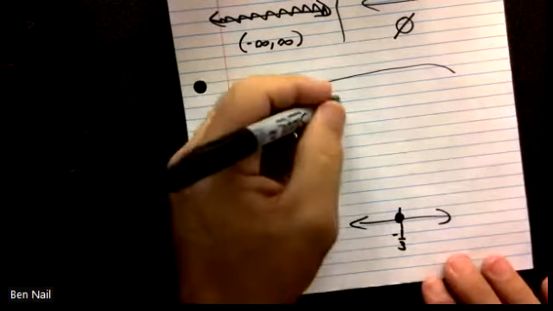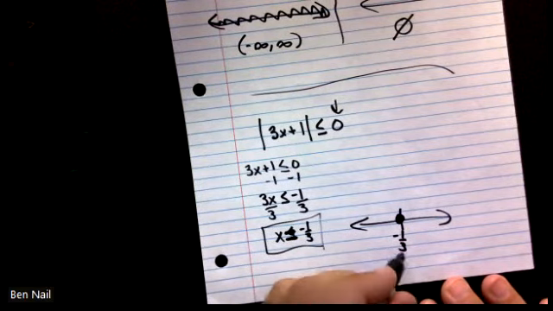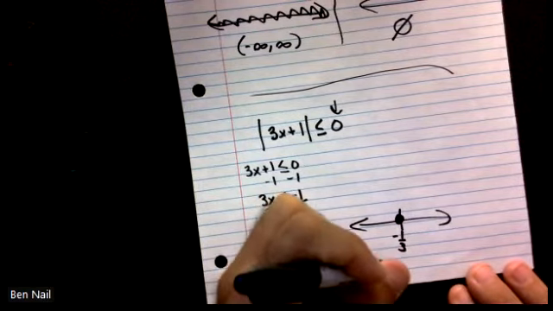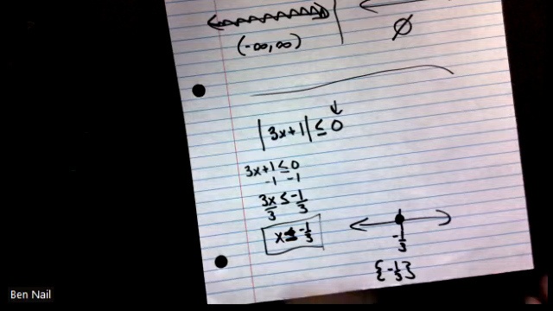So when it equals or less than or equal to 0, this is the only possible number that could work. Nothing else will work. So again, that's kind of like the equation. So you put it in squiggly brackets. There is no interval notation. This is called set notation.